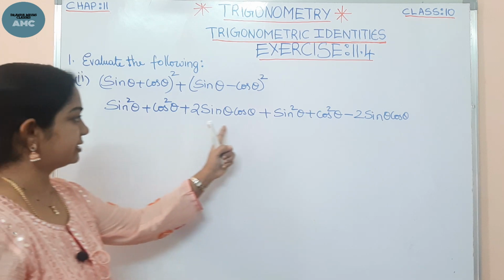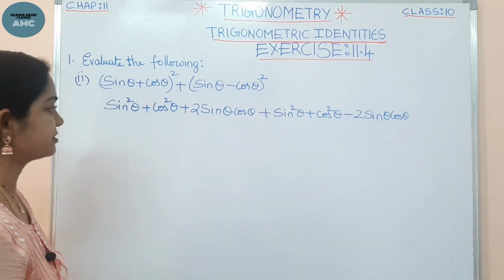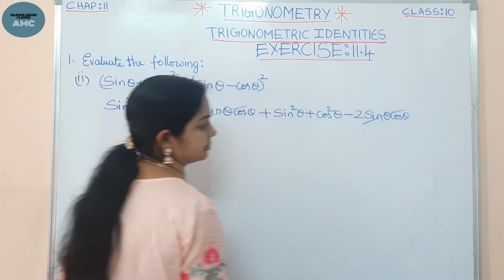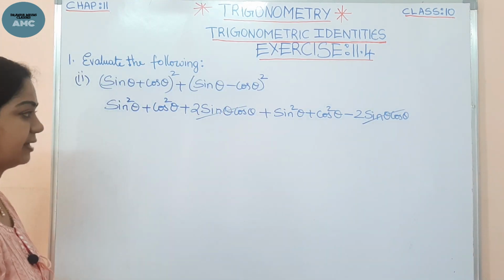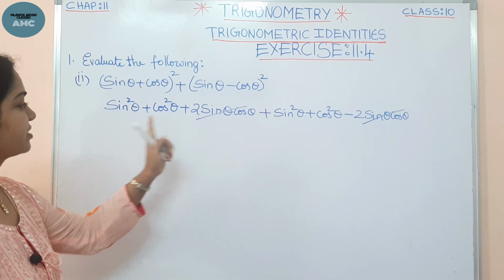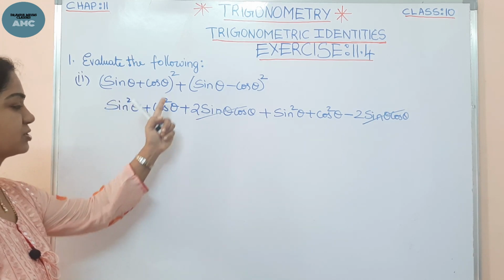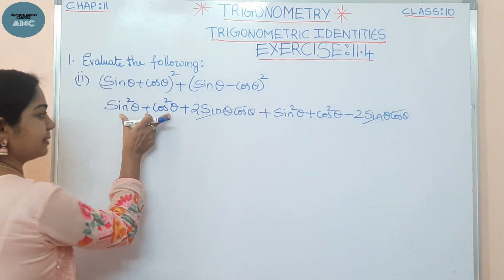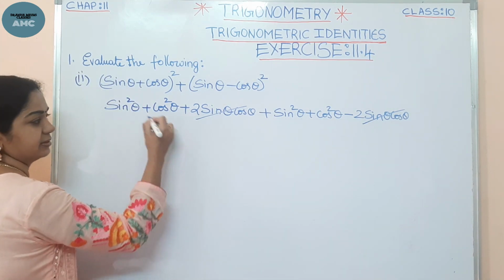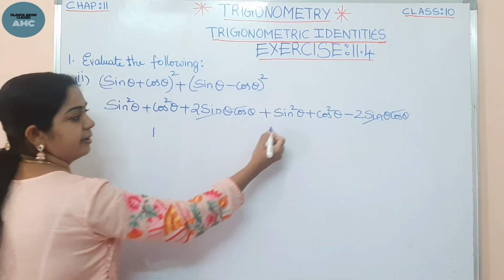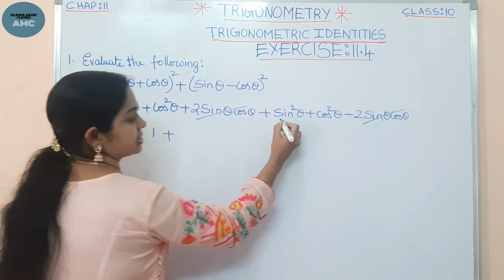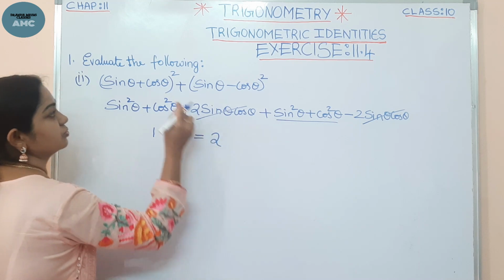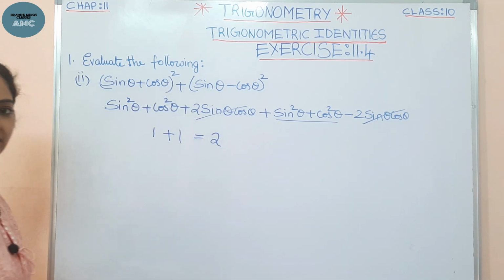Now, can we cancel any of the terms here? Yes, here 2 sine theta cos theta and minus 2 sine theta cos theta we can cancel. Here we have sine square theta plus cos square theta, again sine square theta plus cos square theta. Now sine square theta plus cos square theta is 1 because this is the first identity, plus here again sine square plus cos square is 1. So 1 plus 1 is 2. So we have deduced this as 2.